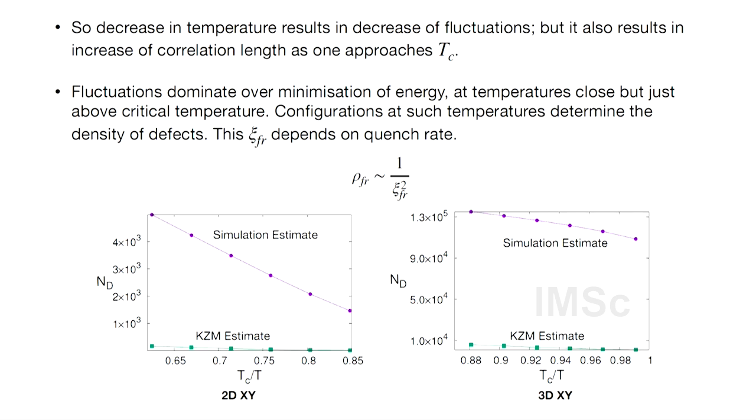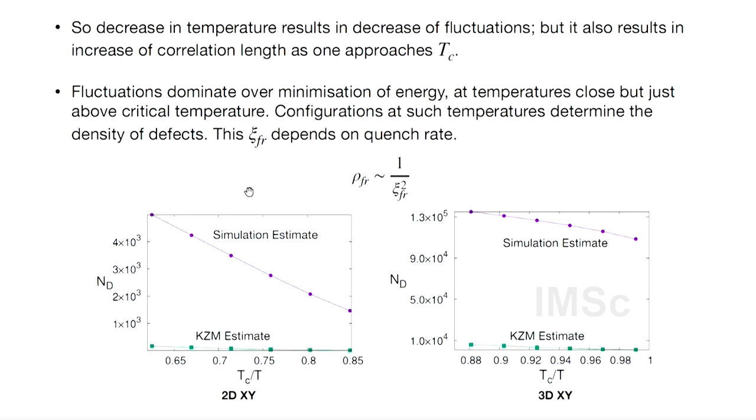We have done this for the 2D XY model and the 3D XY model, and we see that the number of defects in simulation is estimated to be very large compared to the Kibble-Zurich mechanism estimate. The same holds for the 3D XY model as well as the phi-4 theory, which we have studied. This is because the geodesic rule is violated by a very large percentage.